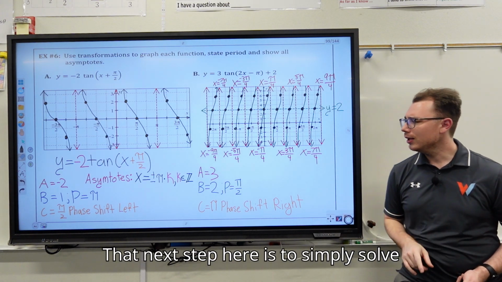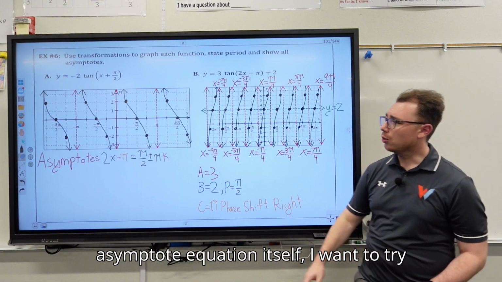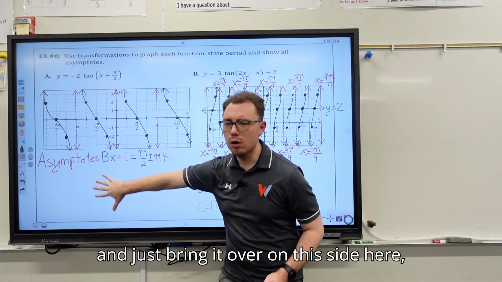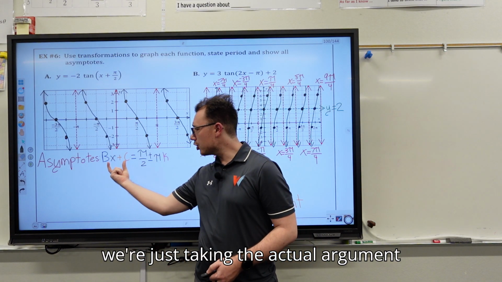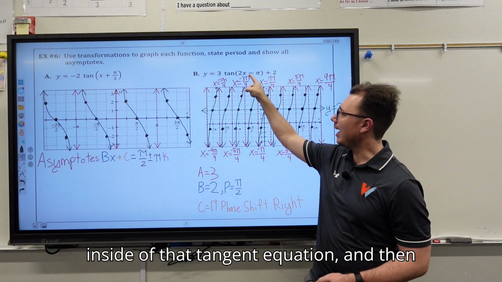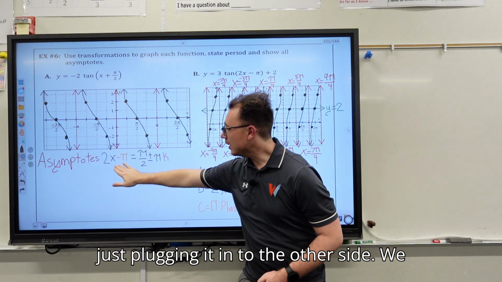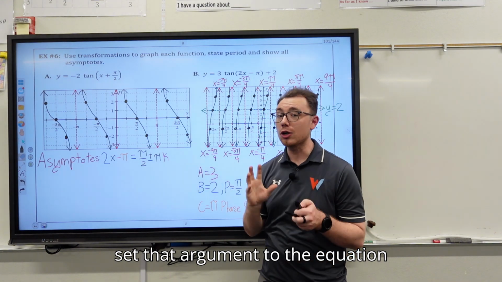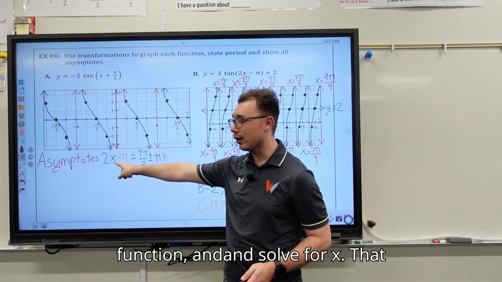That next step here is to simply solve out for the asymptote equation. For that asymptote equation itself, I want to try and just bring it over on this side here, just so I have some room. And again, we're just taking the actual argument inside of that tangent equation and then just plugging it in to the other side.